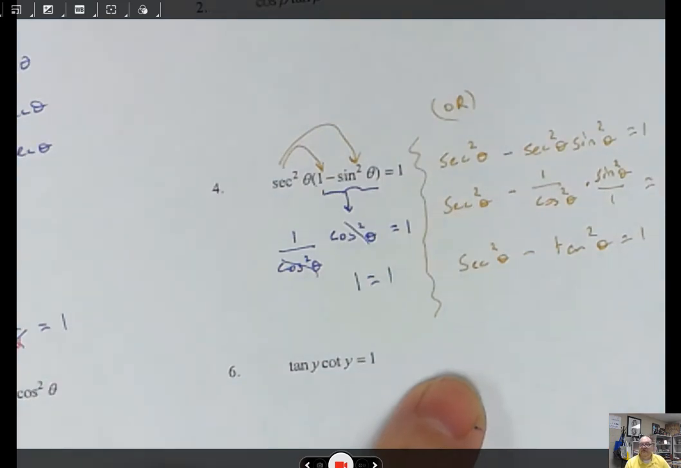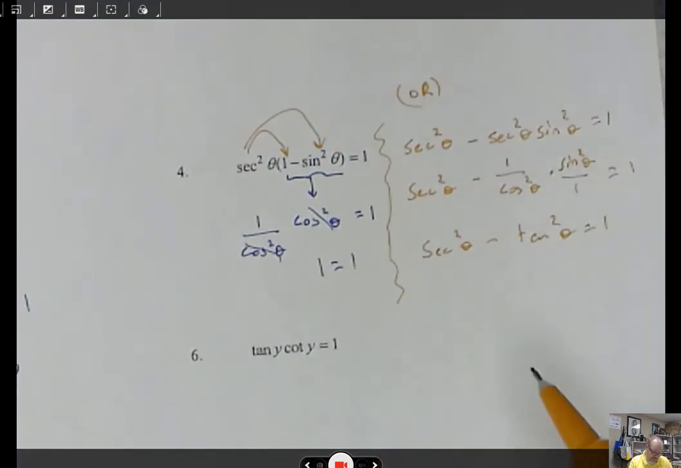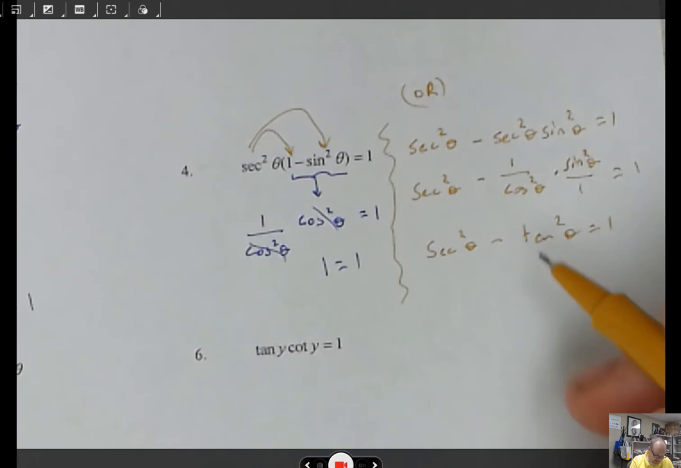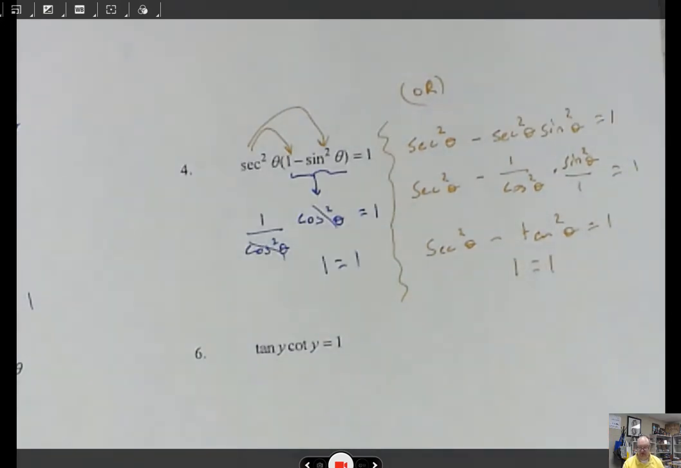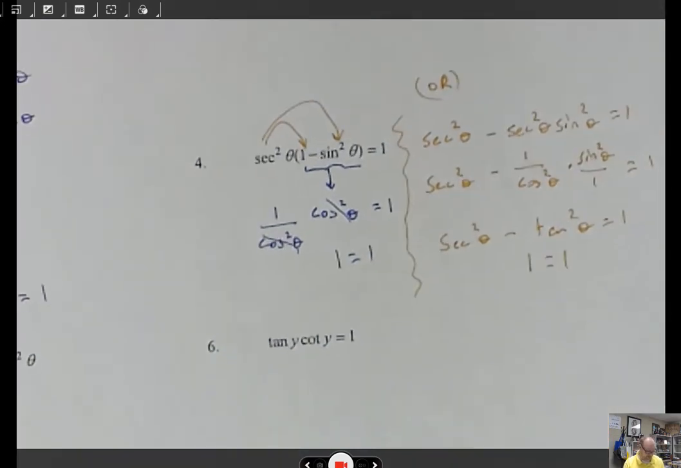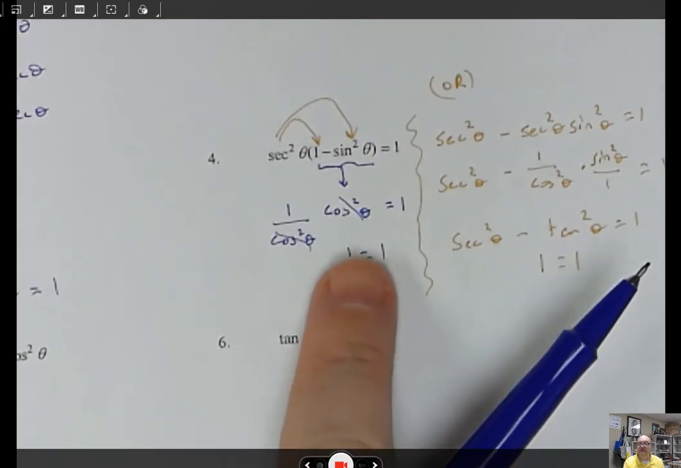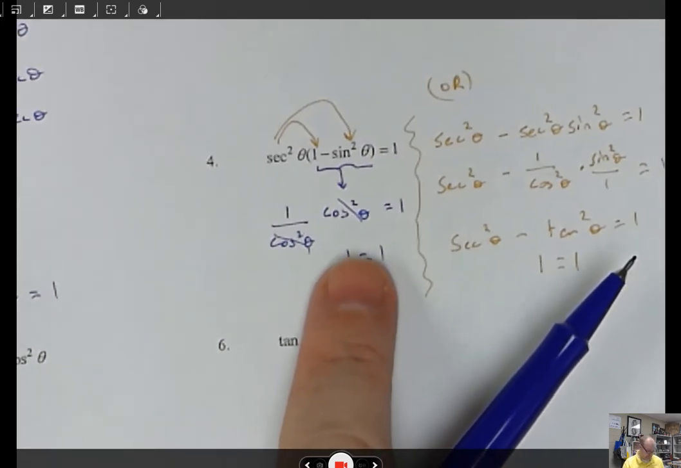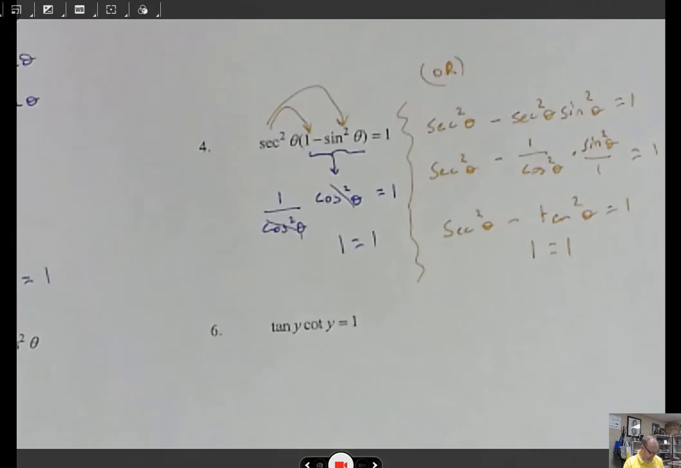And so here's another alternate version of a Pythagorean identity. Secant minus tangent is exactly 1. So there's another correct way to do that problem. I think the way I started with is a much easier approach, but it's not to say that it's the only one by any means. Okay?